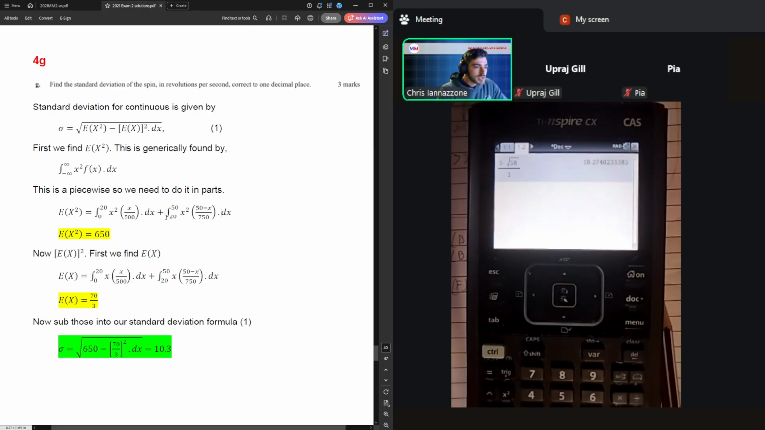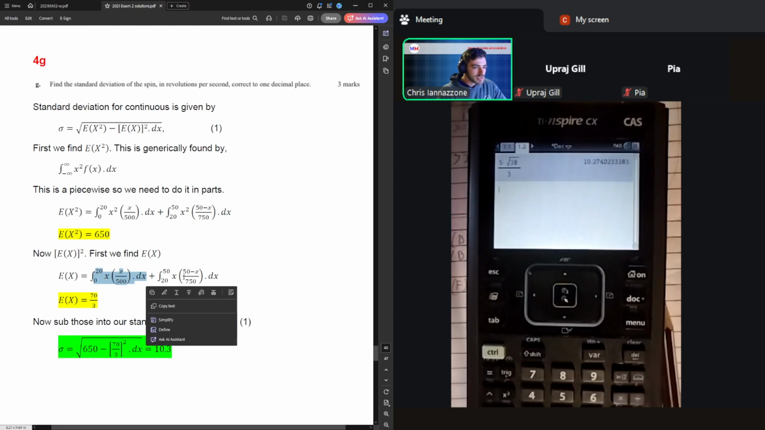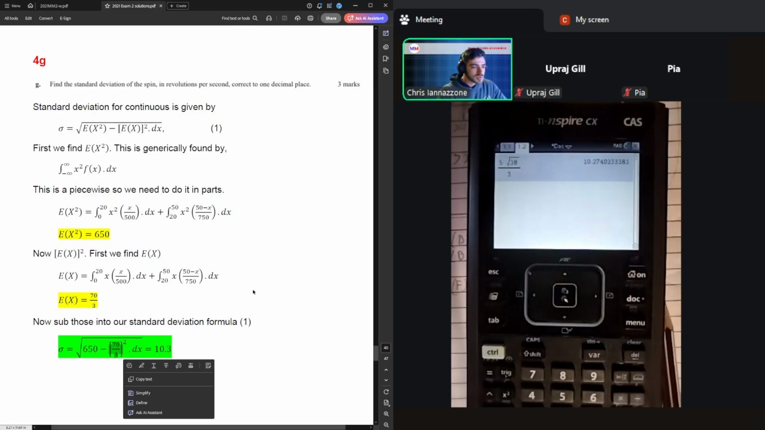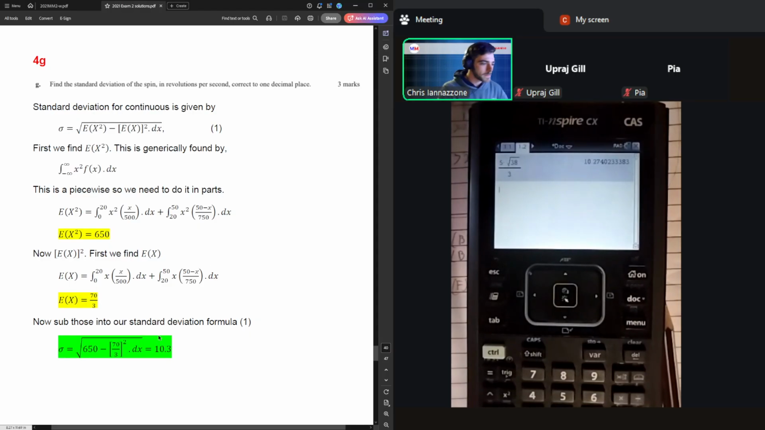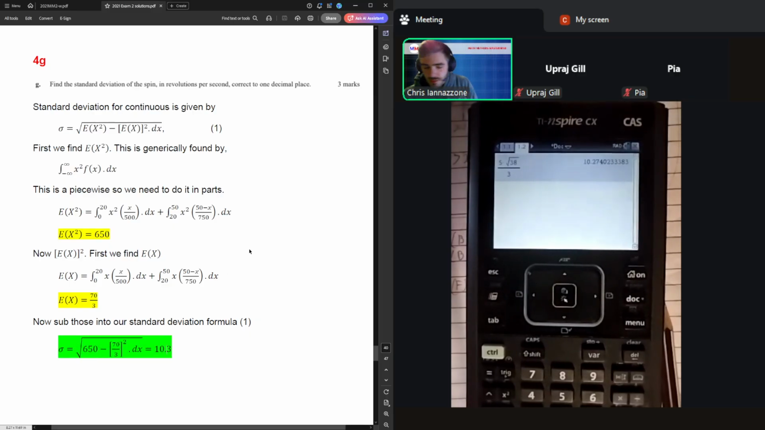Now, because there's two parts, you just split it across two parts, right? 0 to 20 of x squared times the function, 20 to 50 of x squared times the function. Then E of x all squared, that one's a bit easier because you just treat that as regular old E of x. Again, you still have to worry about splitting it up though. But then when you grab that E of x, you just got to square it when you put it into that root. And then that's going to come out to 10.3, correct to one decimal place.